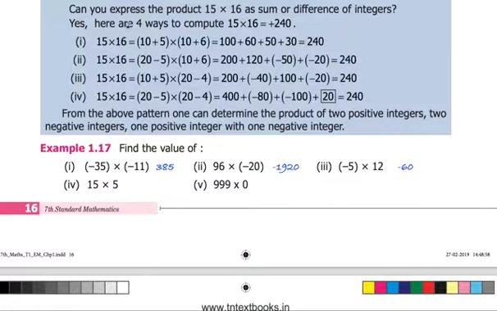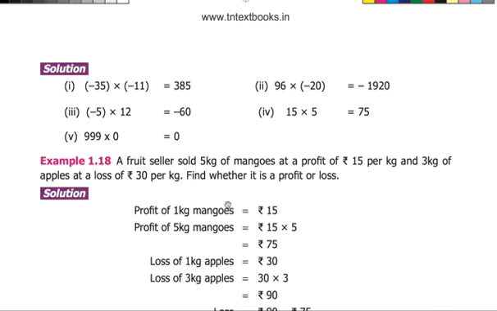15 into 5 is 75. 5 into 5 is 25, 5 into 10 is 50. Add them up, you will get 75. This is 0. You need not struggle a lot. Any number multiplied with 0 is 0.